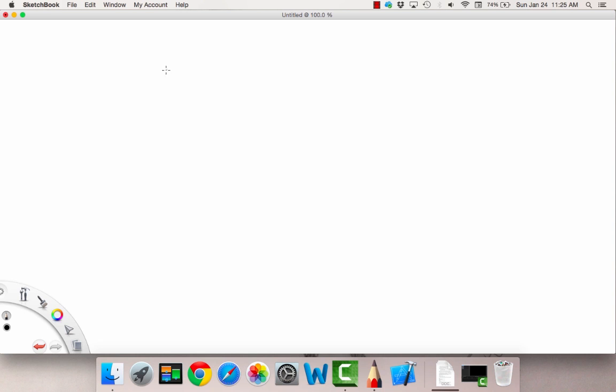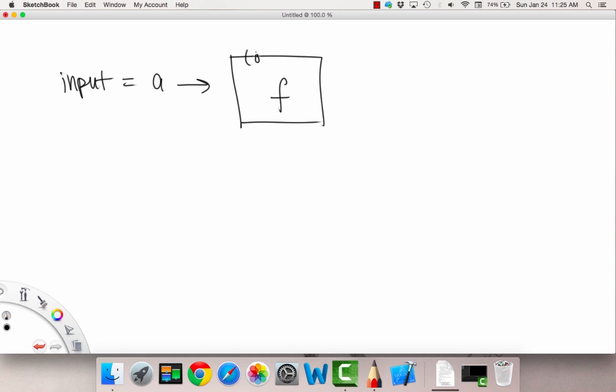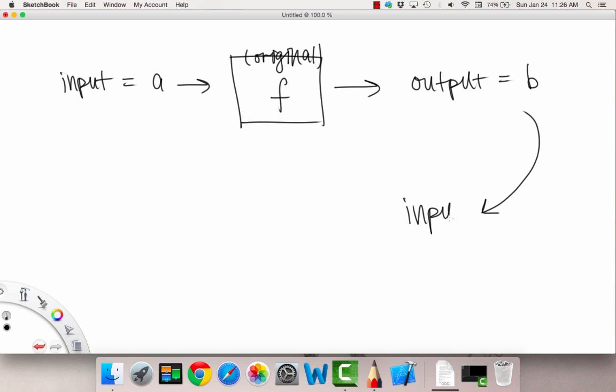So let's draw another schematic. Again, let's start with our original input, a. We input that into a function called f, our original function. Then we get out our output, which is b, or f of a, whichever you'd like to consider. Now we're going to take this output and make it the new input to a different function.